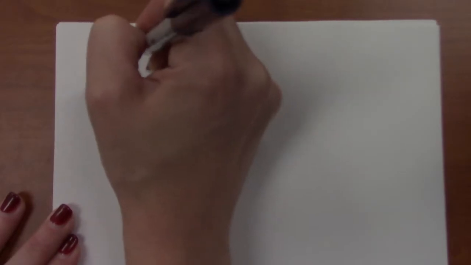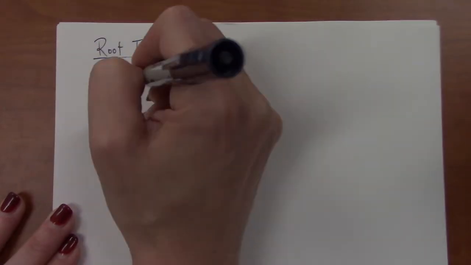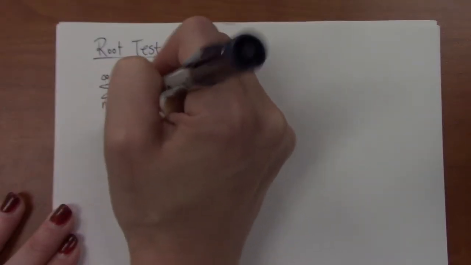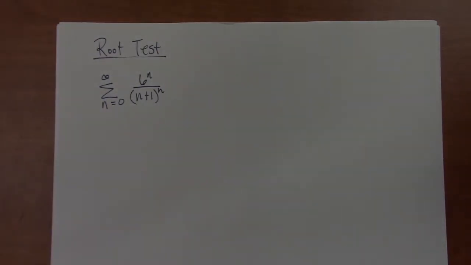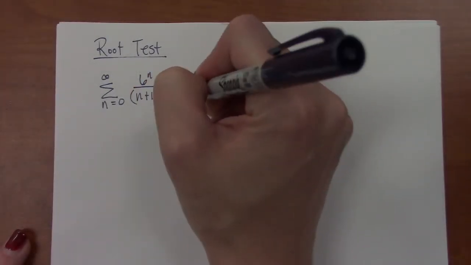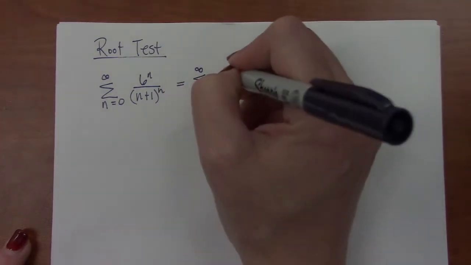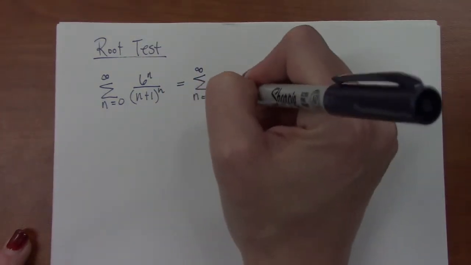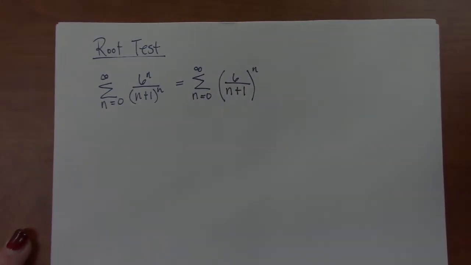All right, so the tell in a root test is when you have a bunch of stuff raised to the n, okay? So all right, every single element of this series is raised to the n. If you want to apply the root test, the first thing you want to do is rewrite the series where you group all the stuff raised to the n together. So I can actually rewrite this as 6 over n plus 1 all raised to the n.